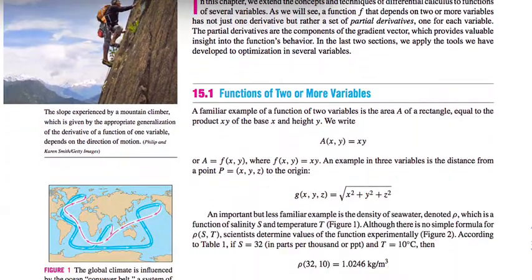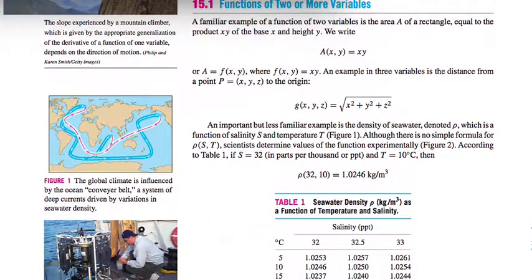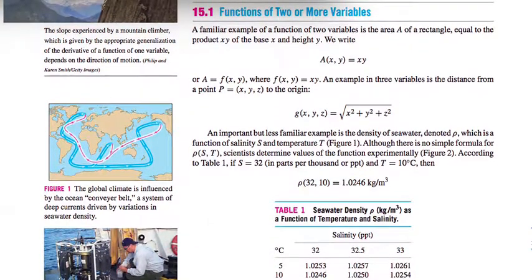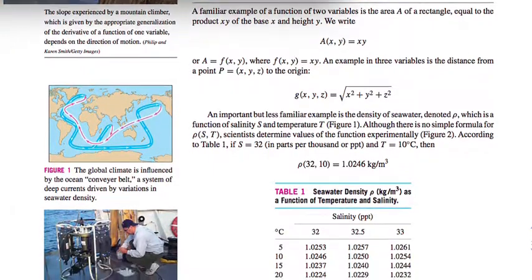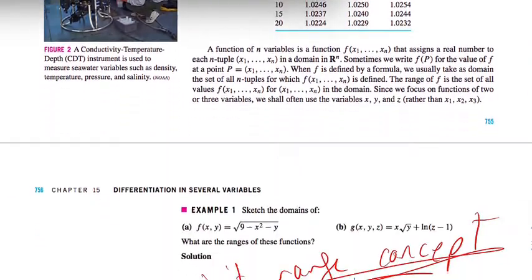On Friday, we introduced a couple of functions that might be functions of two or more variables. An example of a function in two variables would be the area function that depends on x and y, where x is the base and y is the height. And an example of a function in three variables could be the distance of a point in three space between the origin and that point P. So that's a function of x, y, and z. Okay, so we explored some notions there.